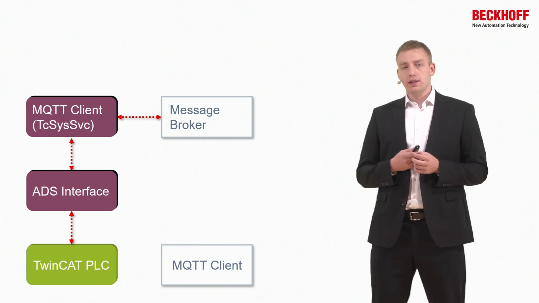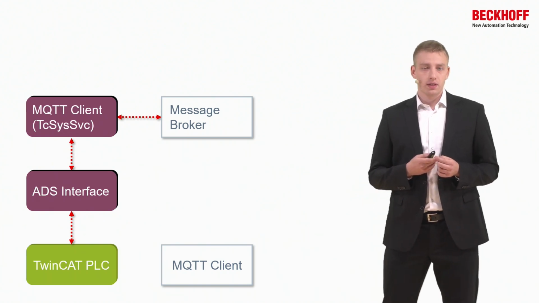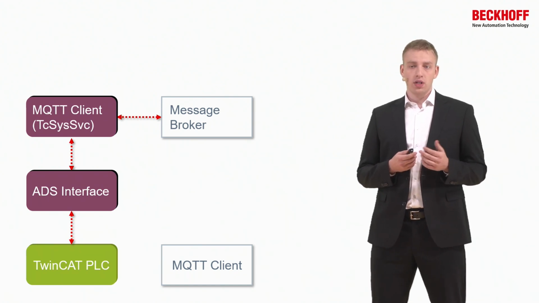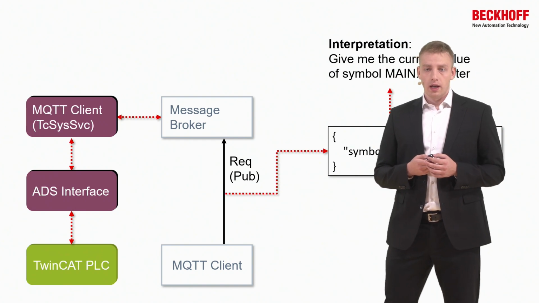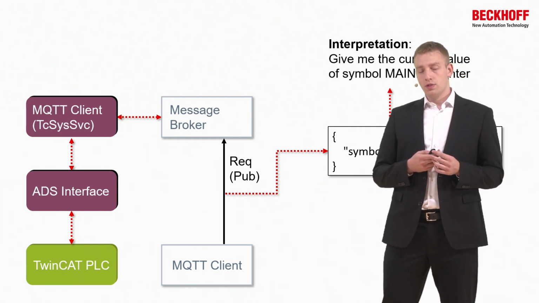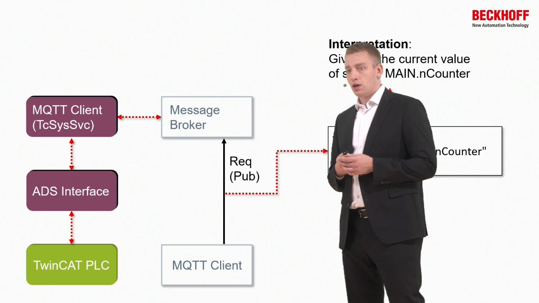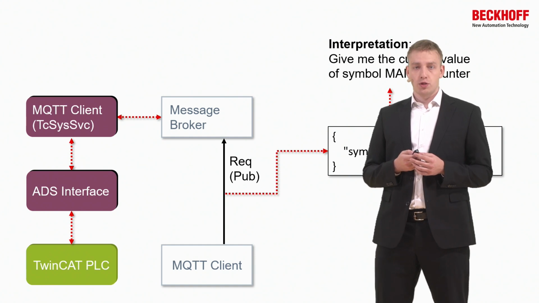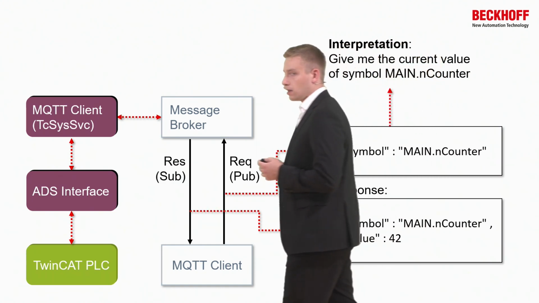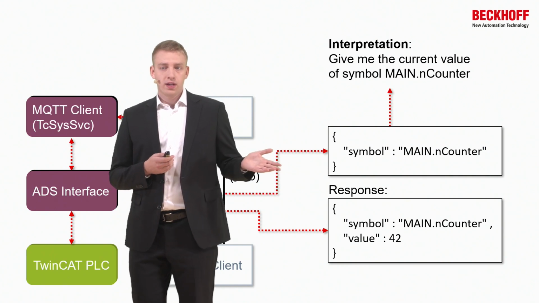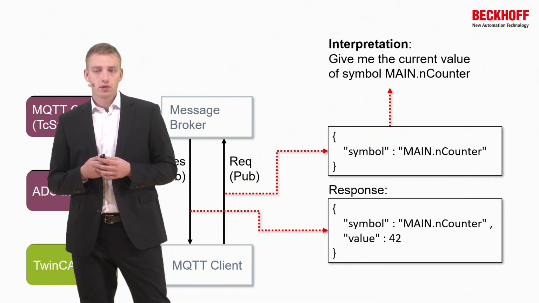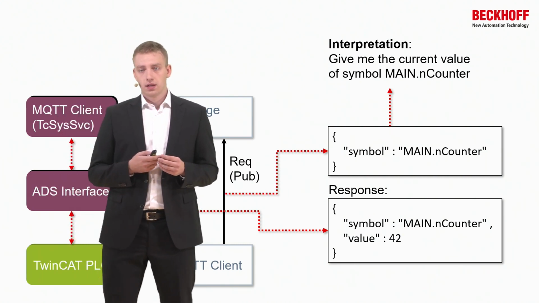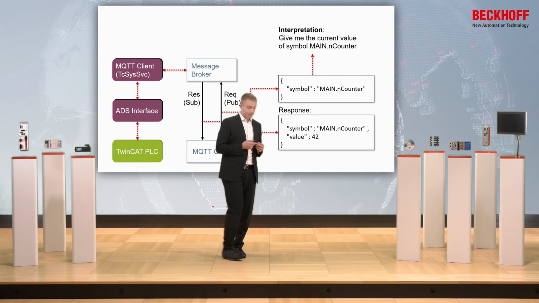So an MQTT client, which communicates with the JSON Data Interface, would send a request to a message broker, and the MQTT client of the TwinCAT system service will internally look for the variable and then communicate it back via the message broker to the MQTT client. The sample that we have here is the same as on the slide before. We are trying to read out the encounter variable and we get the value in the response.